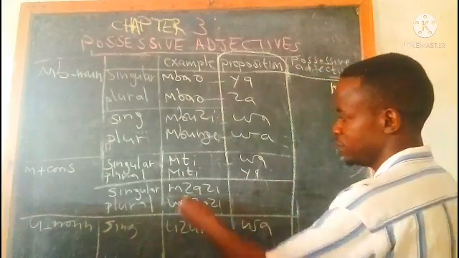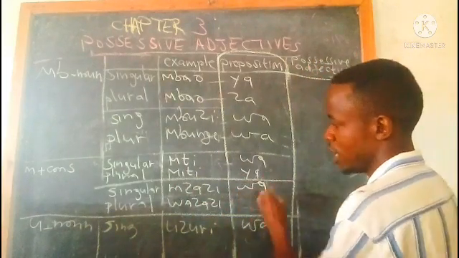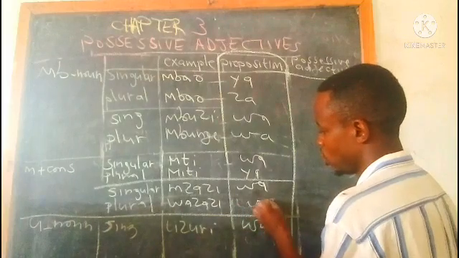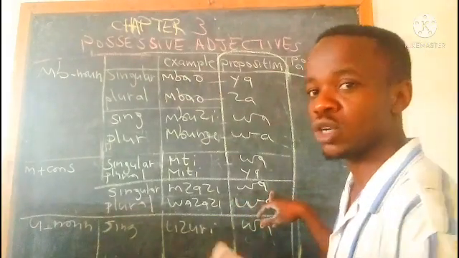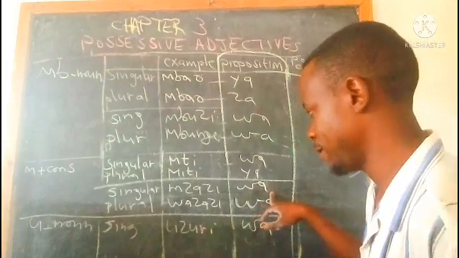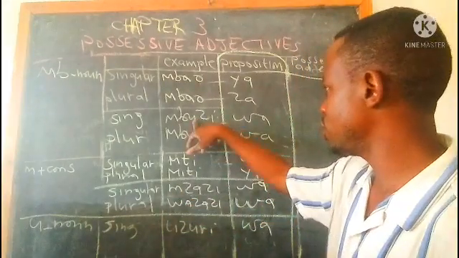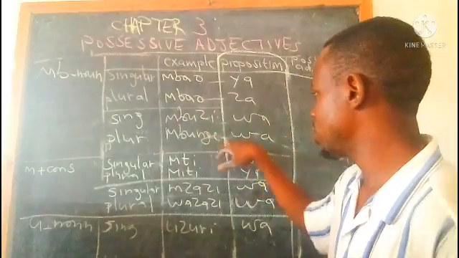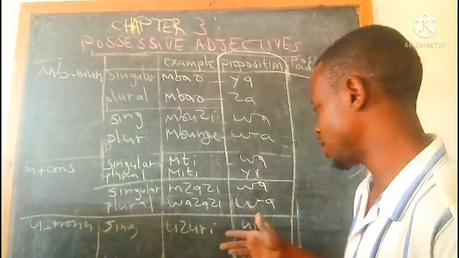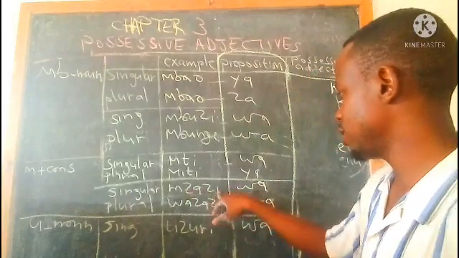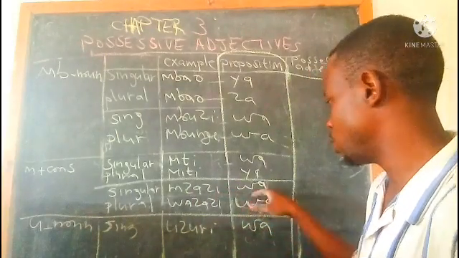Mzazi, it means a parent. Mzazi wa. Wazazi wa, it is also wa, because wa is the preposition to express an animal or a person. That's why in mbuzi, it is an animal, we put wa. Mbunge, it is somebody, we put wa. Also wazazi, it is more than one person, we say wa. Mzazi, it is one person, we put wa.